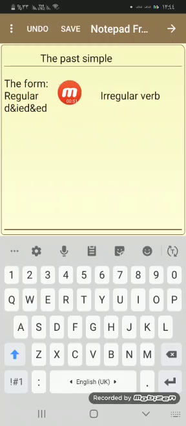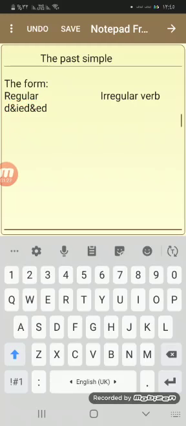Okay? The past simple is divided into regular verb and irregular verb. Let's take first regular verb. If the verb is regular, we add D or IED or ED.